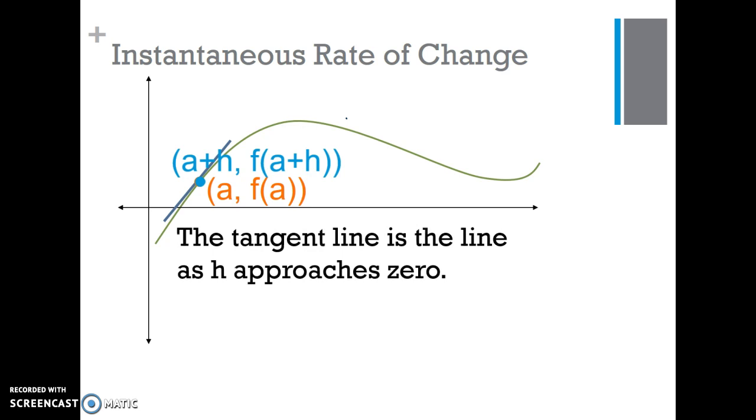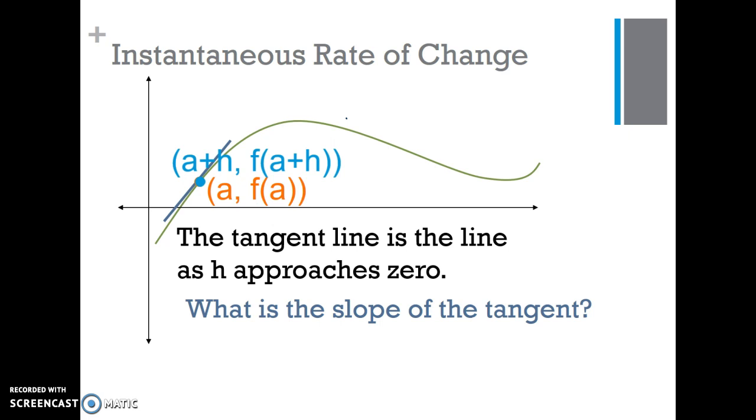So the tangent line is the line as h approaches 0, or it's the line that touches the curve at just one point, at a comma f of a. If we wanted to find the slope of that tangent line, we would find the slope between the a plus h point and the a point, so that slope would be f of a plus h minus f of a. So those are the two y-coordinates subtracted, and then in the denominator I would subtract the two x-coordinates, but the x-coordinates would be a plus h minus a, so let's just say h.